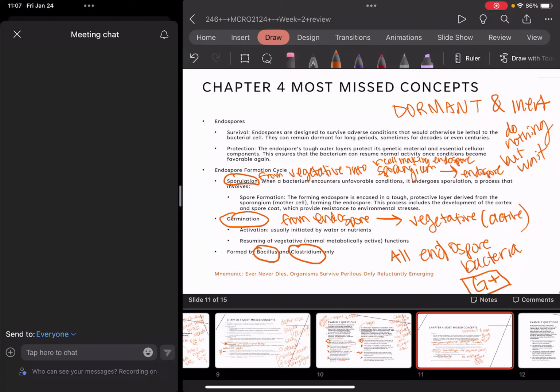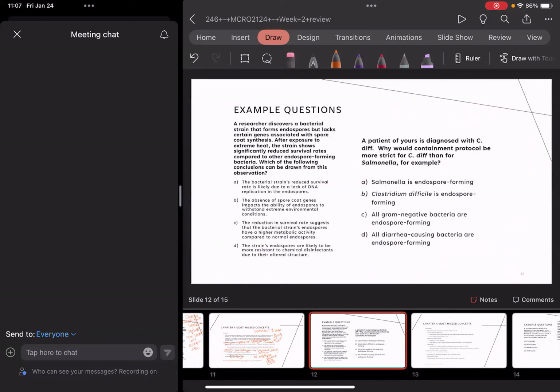So for endospore: ever, never dies. Organisms survive perilous, only reluctantly emerging. They're only reluctantly going to emerge if they have the thing that's going to wake them up, usually a water or a nutrient, to cause them to revert back to their vegetative or active state, making toxins, growing, reproducing, all of that stuff. Otherwise, these endospores can essentially live forever, even in very harsh conditions, including heat, radiation, freezing, all sorts of stuff. Moving on to our questions.